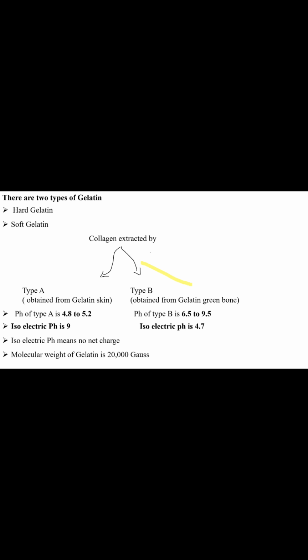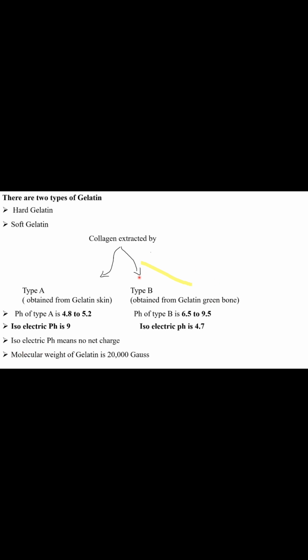Where does the gelatin come from? There are two types of gelatin: type A and type B. Type A is extracted from animal skin. Usually it has a pH between 4.8 and 5.2. This is important for both PGCET and GPAT. Its isoelectric pH is 9, which means at this pH it has no net charge. Isoelectric pH means it has no net charge.